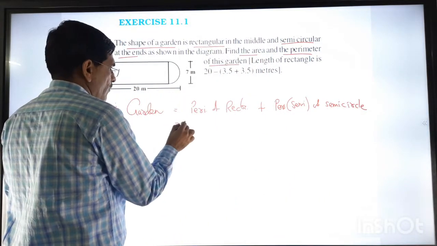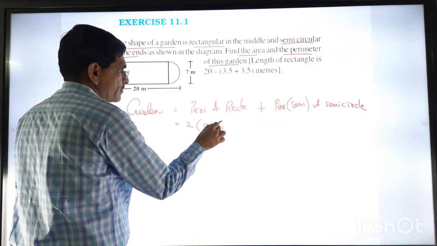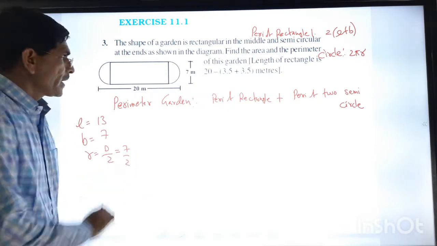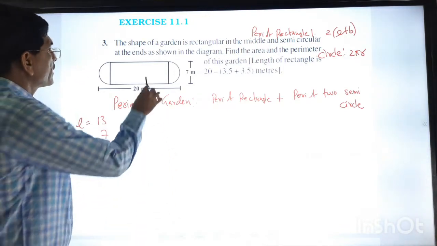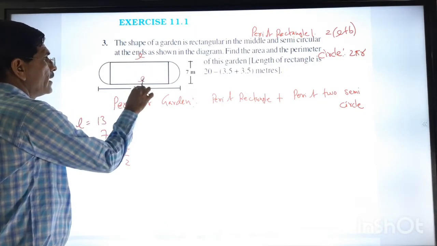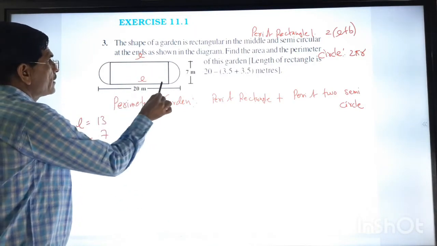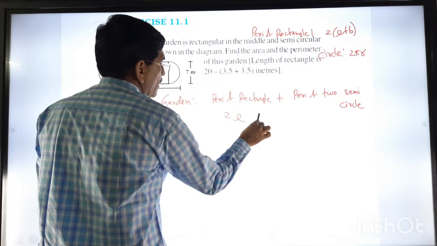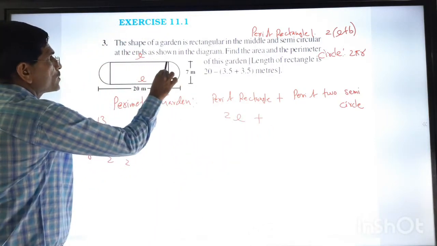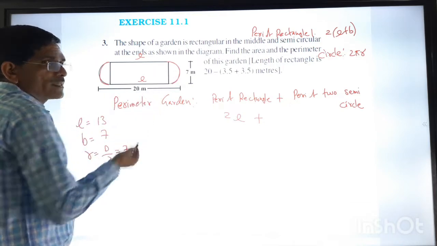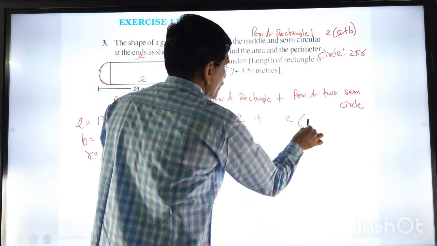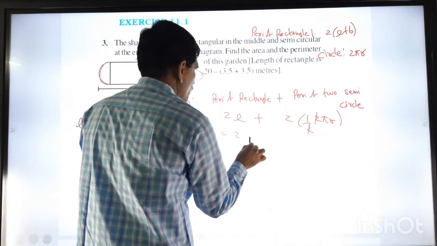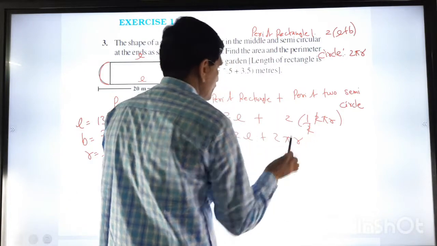Now we know the formula for the perimeter of a rectangle, that is 2(l plus b). But for the garden we have to use only this L. So the perimeter of the garden is 2L plus 2 semicircles. So 2 into 1 by 2, 2 pi r, that is cut. So 2L plus 2 pi r.